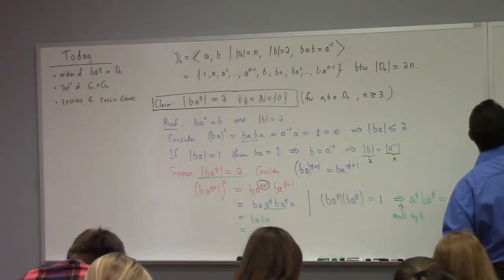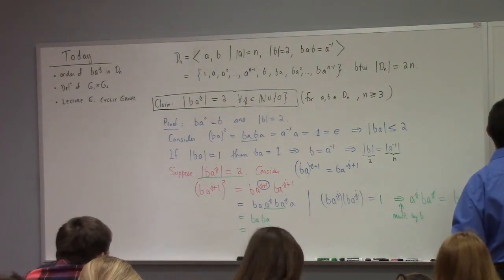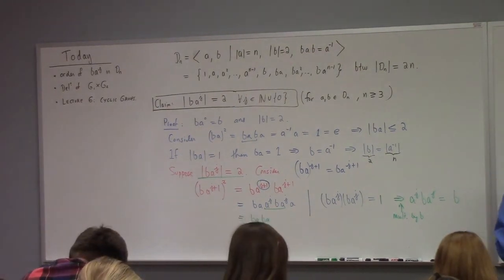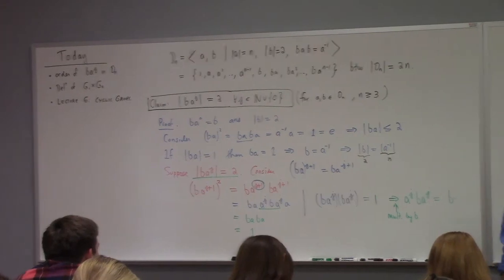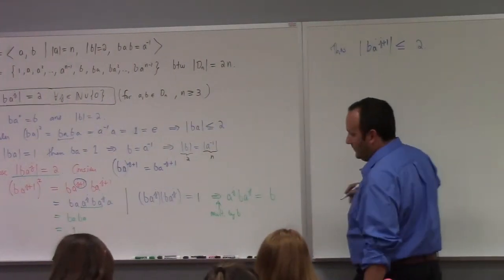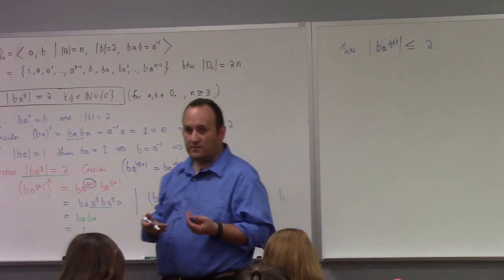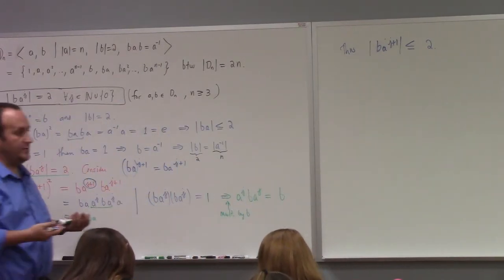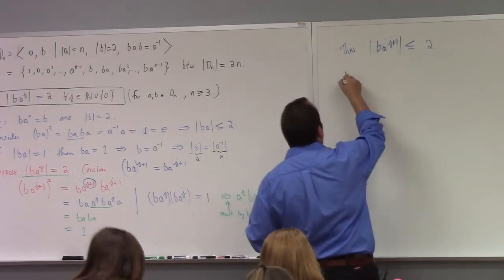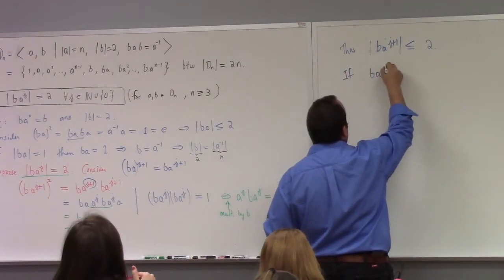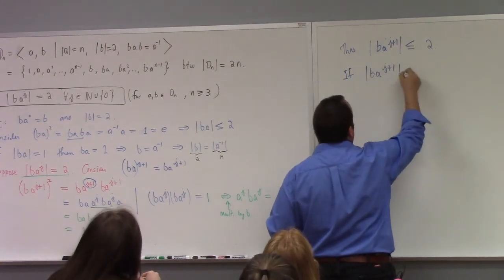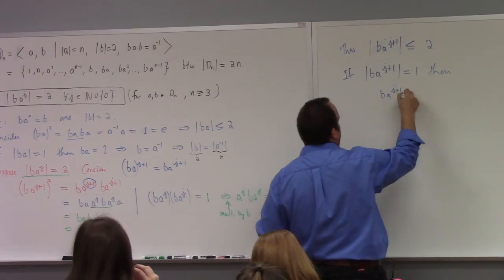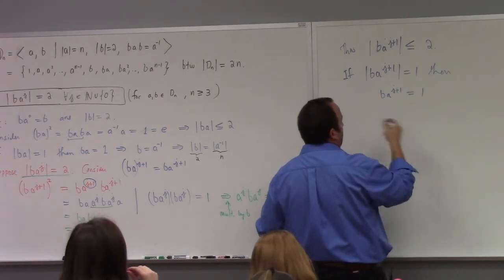Thus, the order of B, A to the J plus 1 is less than or equal to 2, yeah? Because we showed that it squares to 1. We still need to argue what? It's not 1, right? So what would it mean if it was 1? If the order of this was 1, that would give us that BA to the J plus 1 is equal to the identity, which then would imply what?